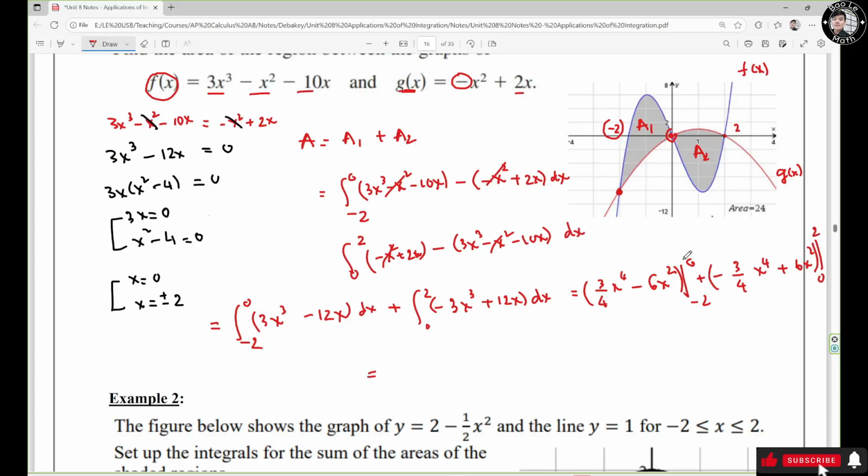Now you're going to substitute 0 for s, it's going to be 0. Subtract, in parentheses, 3 over 4 times negative 2 to the power 4, which is 16, subtract 6 times negative 2 squared. Plus, negative 3 over 4 times 16, substituting 2 over here, plus 24. 16 divided by 4 is 4, times 3 is going to be 12, so it's going to be negative 12 right here.